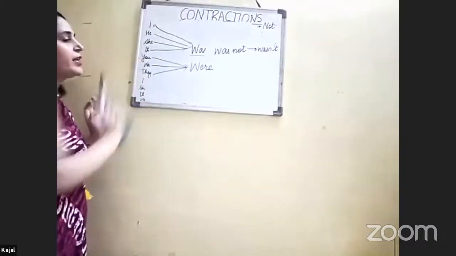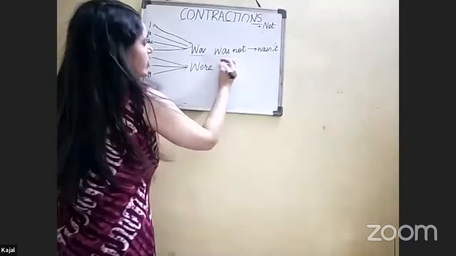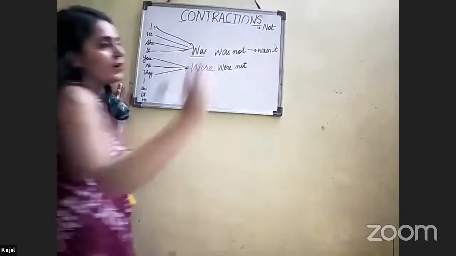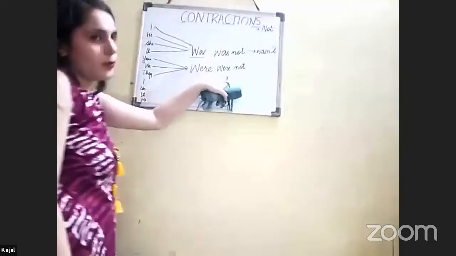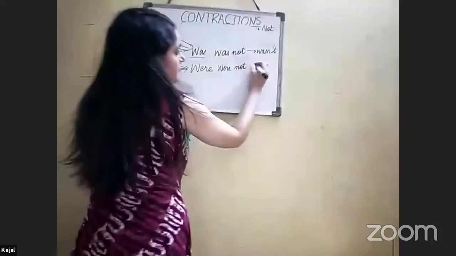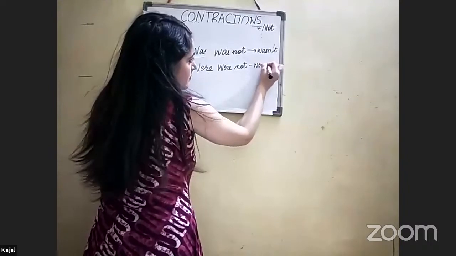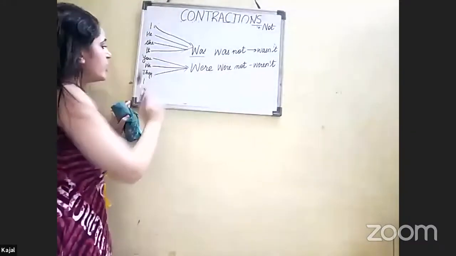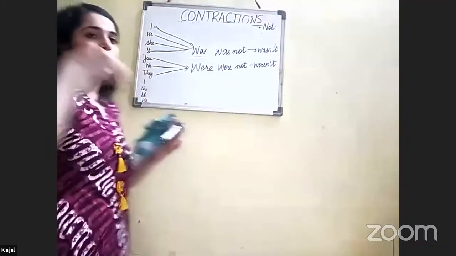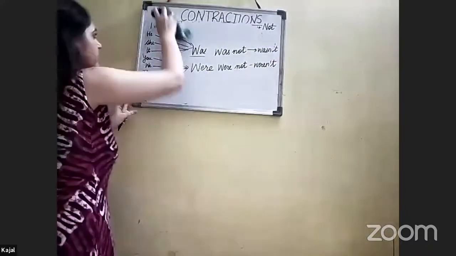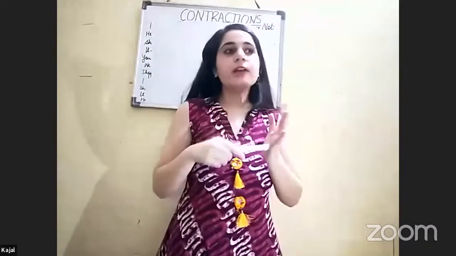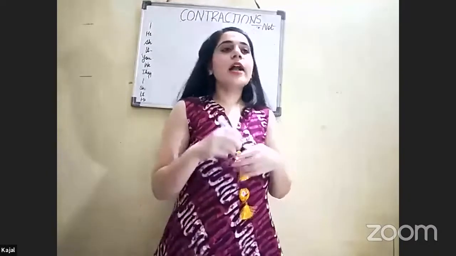Next we have you, we, and they were. Were's negative is were not, and the negative will become weren't. So it will be you weren't, we weren't, and they weren't. Okay. I hope I'm clear till here. So the topics we have covered till now are is, am, are, has, have, had, was, and were.